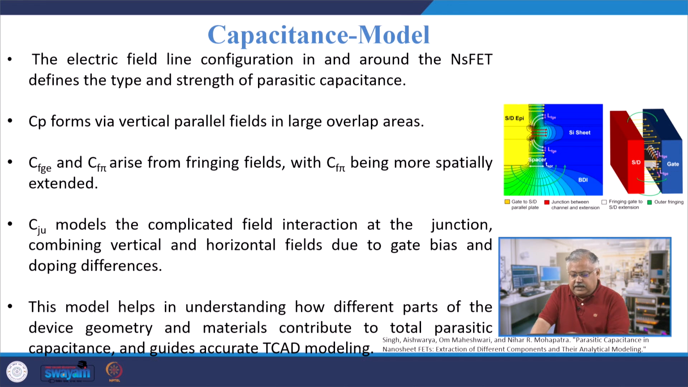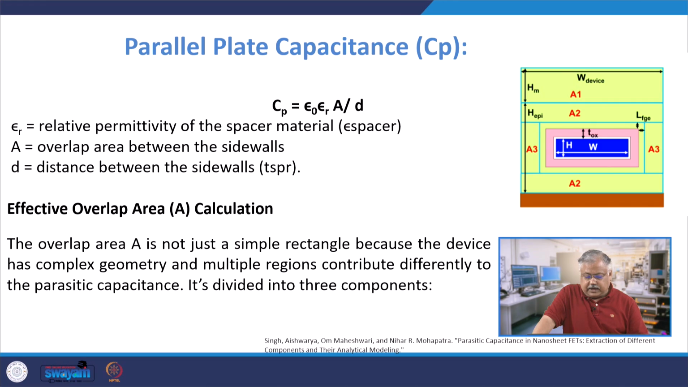As you can see on the right hand side, the yellow one is basically the gate to source drain parallel plate. Then you have the junction between the channel and the capacitance, and this is your outer fringing field. You see, this one is the outer fringing field. This is the bottom, this is the side one, this is the top to top, and that will be bottom to bottom on the back side of the device itself. So this is the basic sort of capacitive model which has been extracted here.